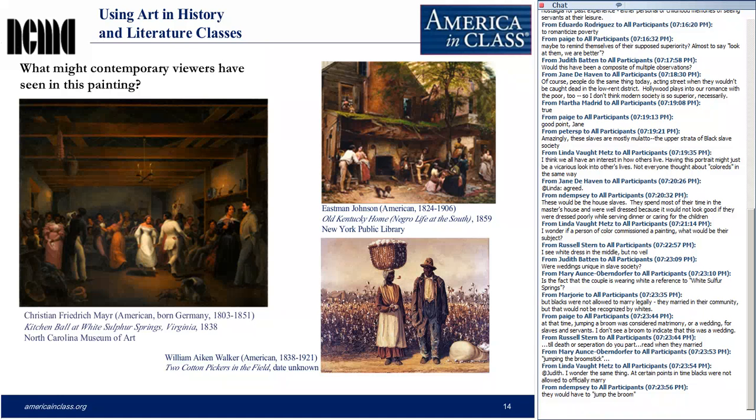The other thing is that white as a wedding dress really did not become that common until Queen Victoria's wedding, which took place two years after this painting, in 1840. Before that time, women were married in all kinds of colored dresses. White was not specific to a wedding. And finally, weddings among slaves were not unknown.